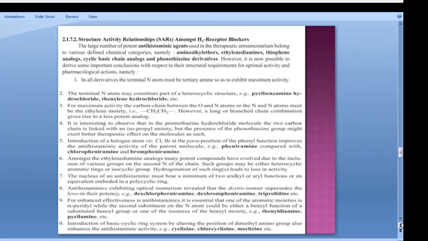The second one is the terminal nitrogen may be a part of a heterocyclic structure, for example pyribenzamine hydrochloride, antazoline hydrochloride. So we get the maximum activity. For the maximum activity, the carbon chain between the oxygen and the nitrogen atom must be an ethylene moiety. Okay, so it is attached with the ethylene moiety. However, a long or branched chain gives rise to less potent analogues.